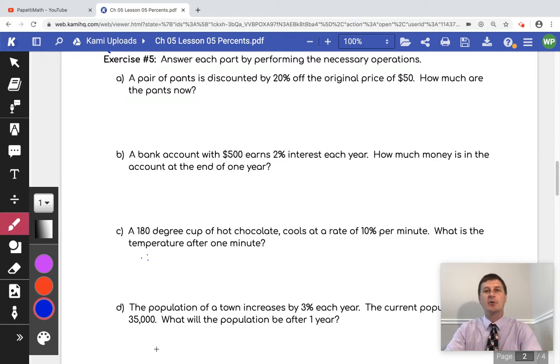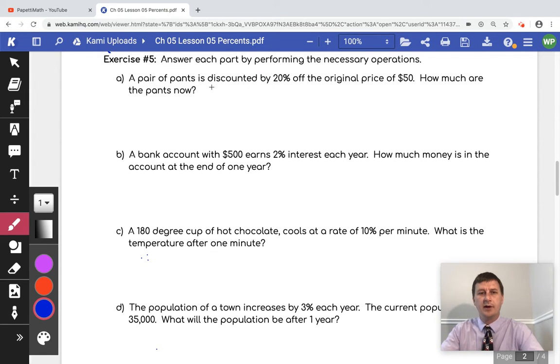And in this final exercise in Lesson 5, where we are reviewing percents, we're going to answer each part by performing the necessary operations, and we're throwing some word problems into the mix now to make sure we really understand what percents are and how they work. So in part A, we have a pair of pants discounted by 20% off the original price of $50. How much are the pants now?